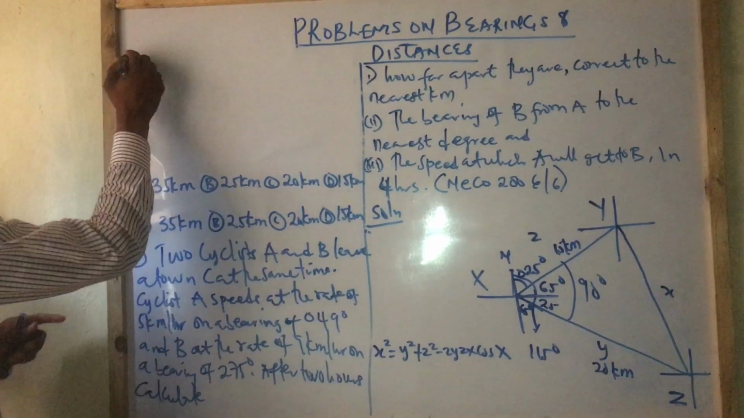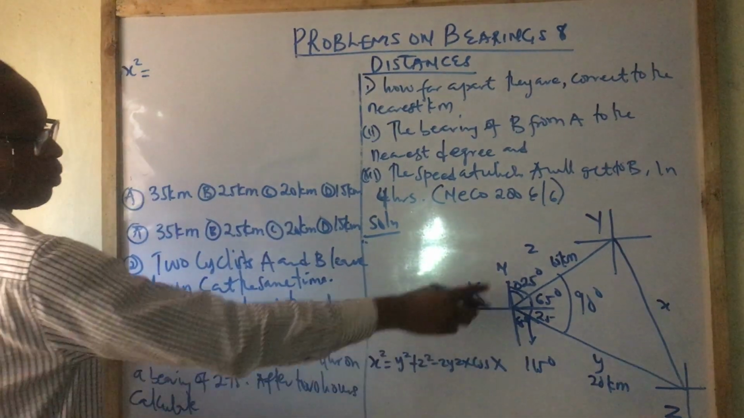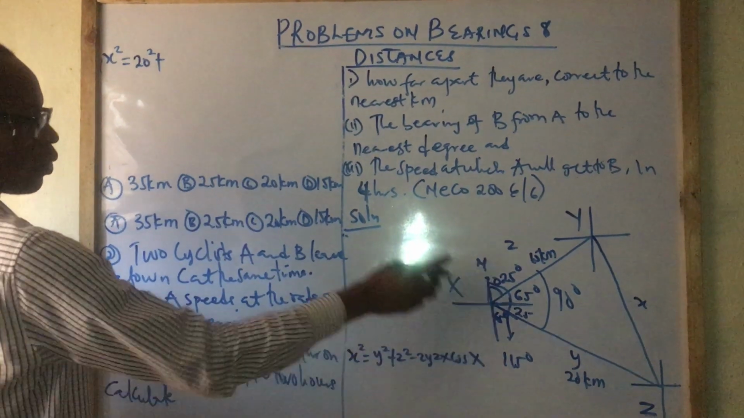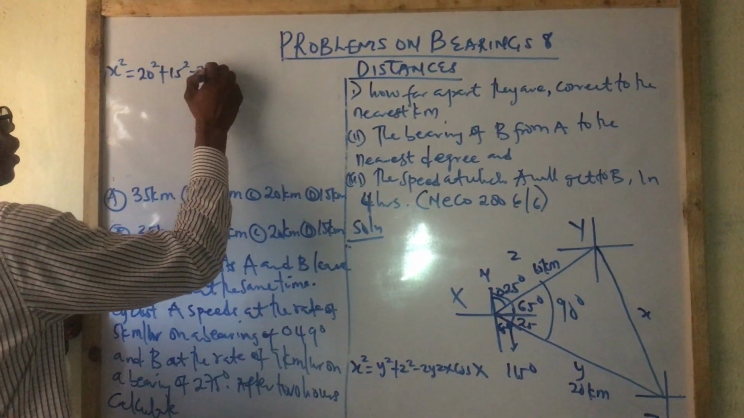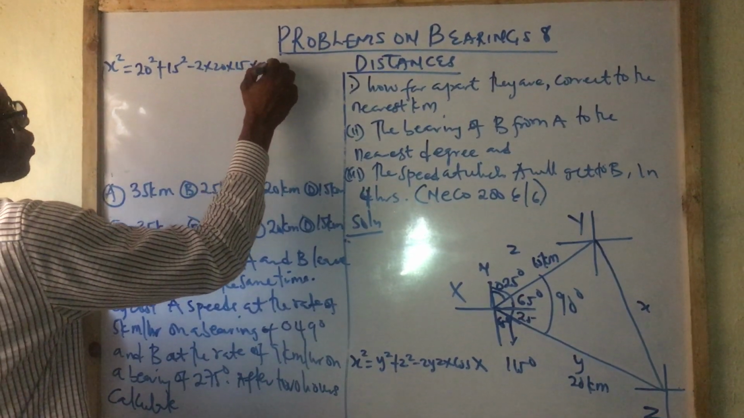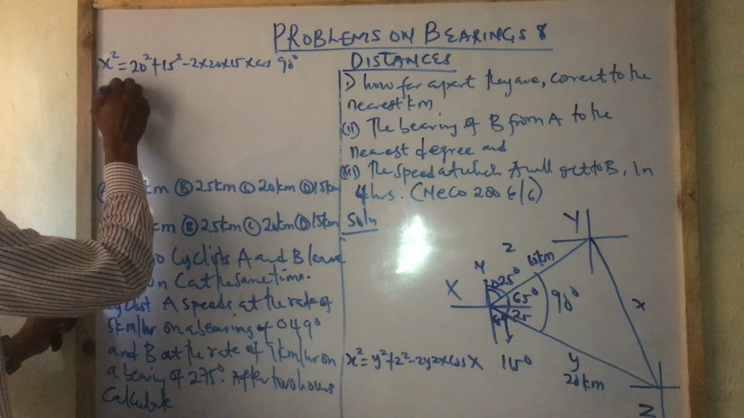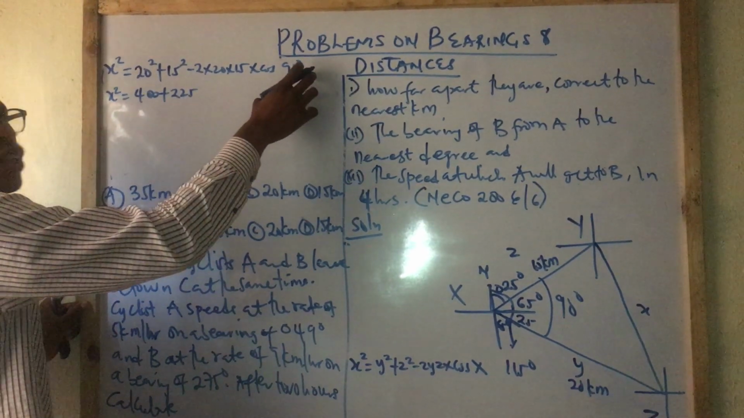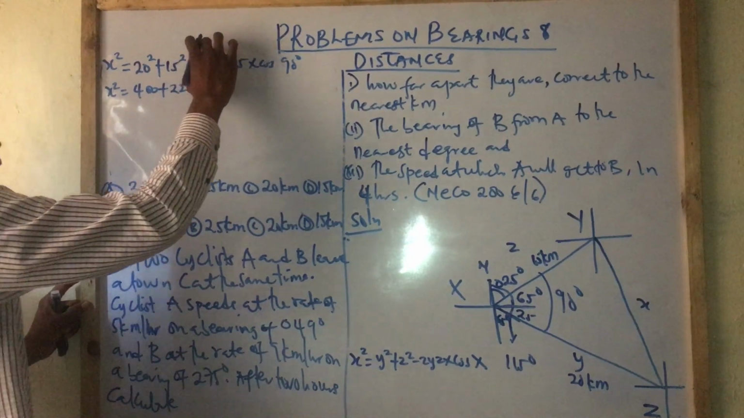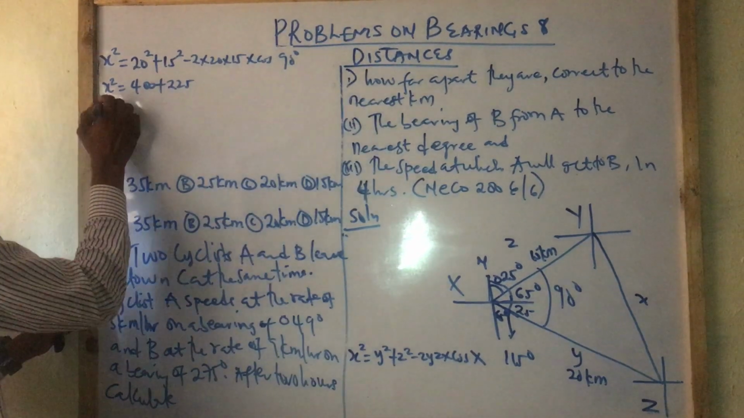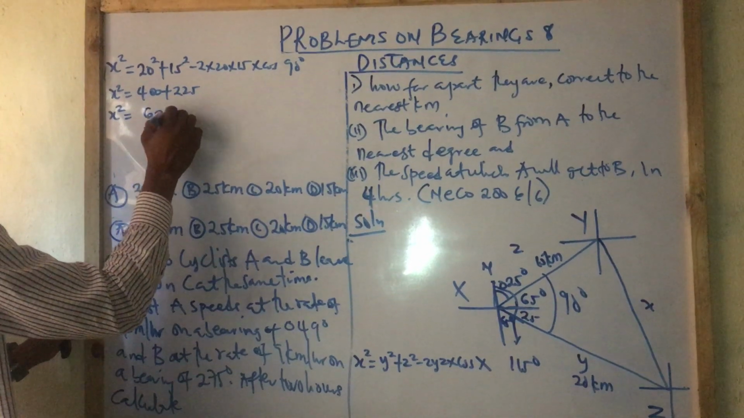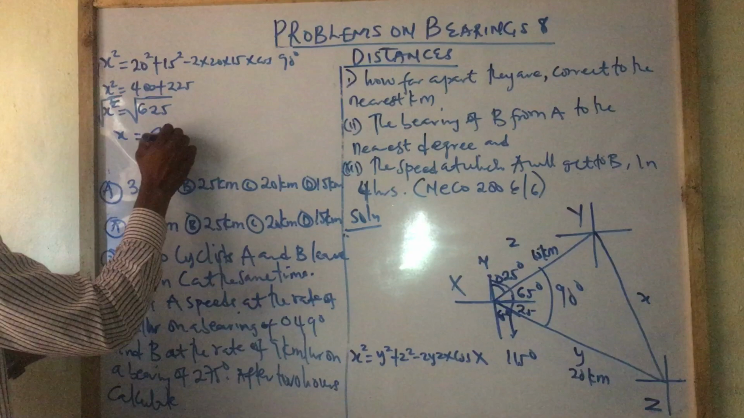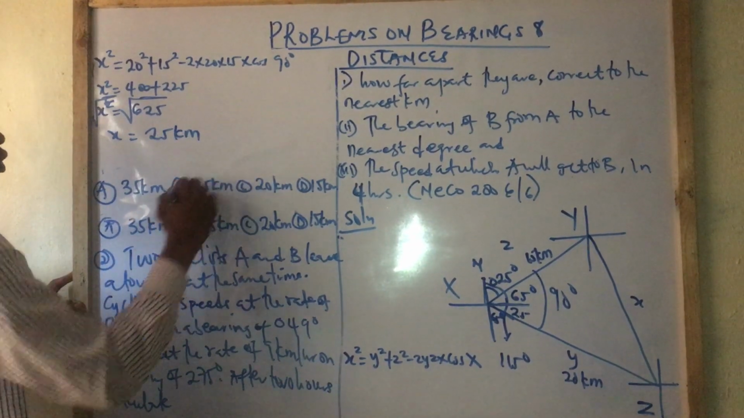By replacing all these parameters, we have x squared equals y, which is 20 squared, plus z, which is 15 squared, minus 2 times 20 times 15 times cos 90. So x squared equals 400 plus 225. Then cos 90 is 0 on the calculator, so this term nullifies to 0. So x squared equals 625. Take the square root of 625, and that gives 25 kilometers. So our answer is 25 kilometers.